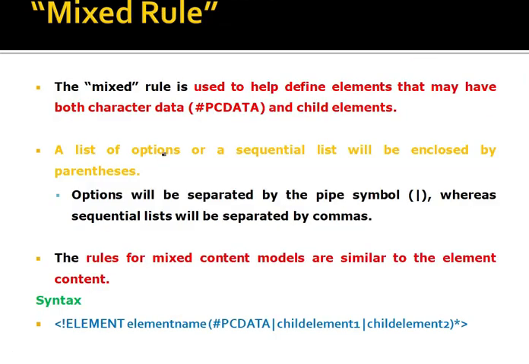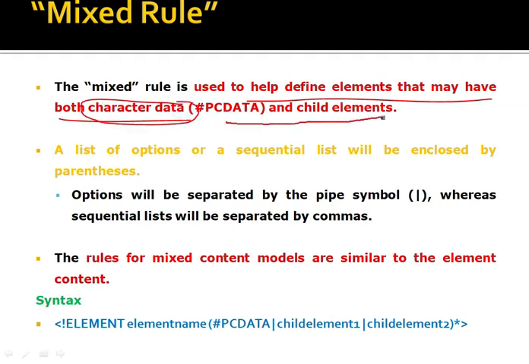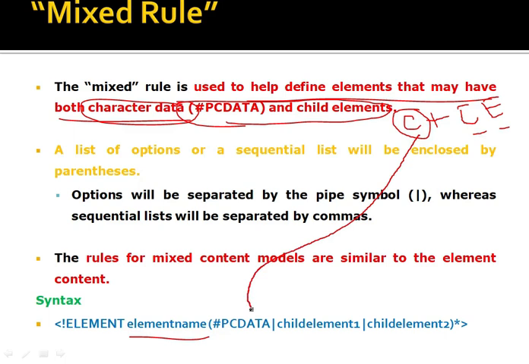Then the second rule, that is the mixed rule. The mixed rule is used to define elements that may have both character data and child elements. Look at this mixed rule. It can have character data plus child elements. That is why it is mixed: character data as well as a child element. If you look at the example here, this is an element. It will have the character data as well as the children elements like this. That is why it is a mixed element.